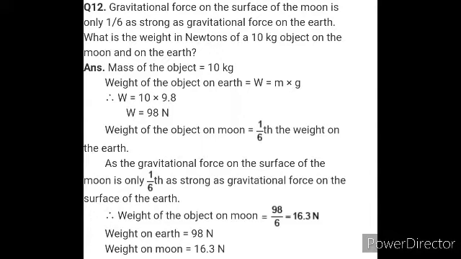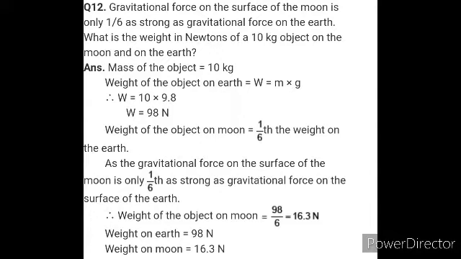Okay. Next is question number 12. The gravitational force on the surface of the moon is only 1/6 as strong as the gravitational force on the earth. What is the weight in newtons of a 10 kilogram object on the moon and on the earth? We have to compare the weight. What is the weight of a 10 kilogram mass object on the moon and on the earth?